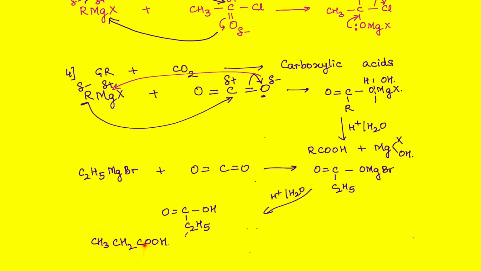So what is it? 1, 2, 3 carbon atoms. So prop, saturated, so ane. And the functional group is COOH, so it's a carboxylic acid. So the name of this product is propanoic acid. That is why we said Grignard's reagent plus carbon dioxide gives us carboxylic acids. Isn't this very easy?